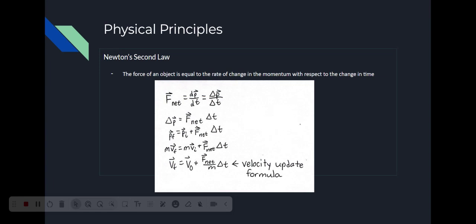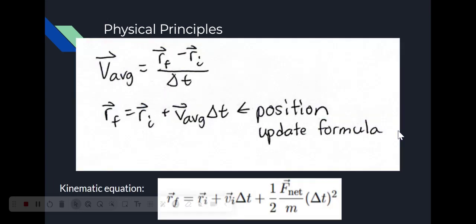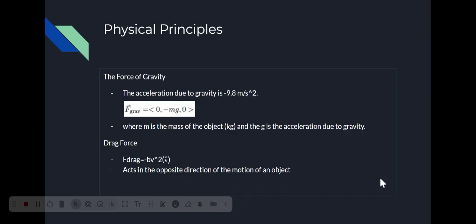So some physical principles, we have Newton's second law, which states that the net force on an object is equal to the rate of change in the momentum with respect to a change in time, also known as F net equals dp/dt. And we can use that formula to derive the velocity update formula, which will be used in the computational part of this experiment. Another formula used in the computational part is the position update formula, which is derived from the average velocity formula.